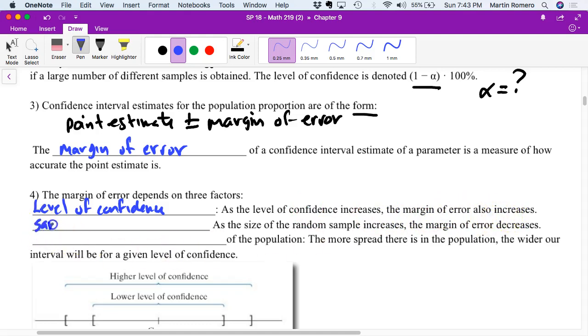Another factor is sample size, and we've learned that, of course, if we can have a bigger sample size, the more accurate our answers are. And so as the size of the random sample increases, the margin of error decreases. We're more sure of our answer. If we want to increase our confidence, we're not as sure. That's why the error increases. And then another important thing that we've talked about is standard deviation. It's such an important value in statistics of the population. The more spread there is in the population, the wider our confidence interval will be.